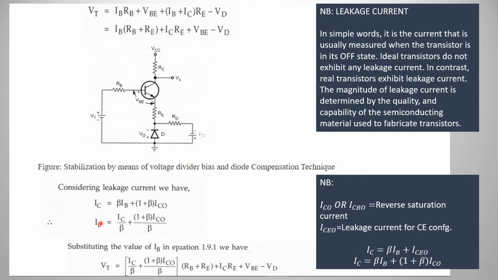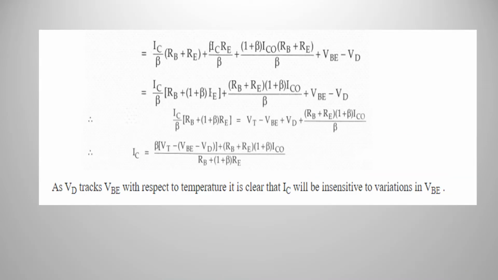Now, from this equation, we are isolating IB on the LHS and shifting all the other terms to the RHS. Substituting the value of IB in the equation for VT, we get IC by beta plus (1 plus beta) into ICO by beta, the whole into RB, plus IC RE plus VBE minus VD. Earlier in the equation, we saw that there is a term IC RE. In order to manipulate the equation, we will be multiplying beta to both the numerator and denominator of this term.